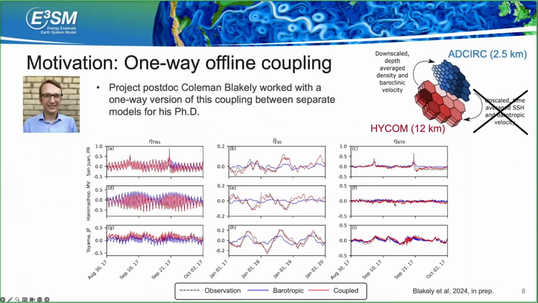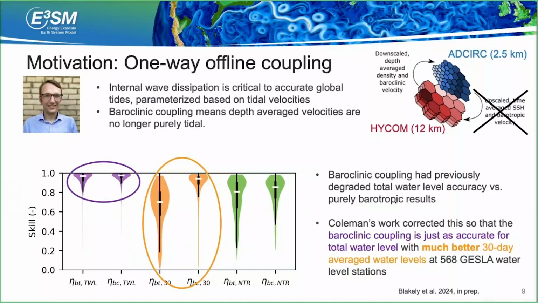And so this is really the kind of motivation here for making this a two-way model, or a two-way coupling that we can put inside an Earth system model. Coleman's really an expert on how the internal tide generation and dissipation on the baroclinic mode is involved in this coupling.